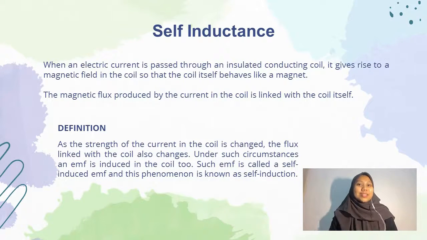Self-inductance. When an electric current is passed through an isolated conducting coil, it gives rise to a magnetic field in the coil so that the coil itself behaves like a magnet. The magnetic flux produced by the current in the coil is linked with the coil itself. The definition of self-inductance is, as the strength of the current in the coil is changed, the flux linked with the coil also changes. Under such circumstances, an EMF is induced in the coil too. Such EMF is called a self-induced EMF, and this phenomenon is known as self-induction.